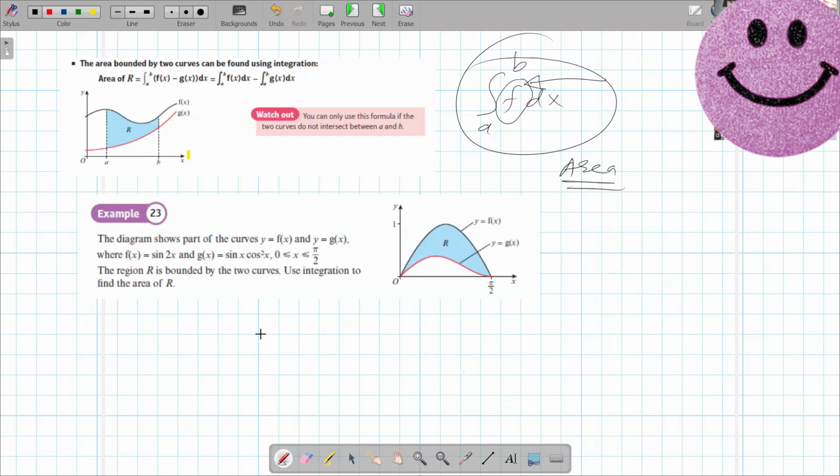So let's see another question. Now, there are two types of questions. One is to find the area under the curve. So this integral gives us the area under the curve.